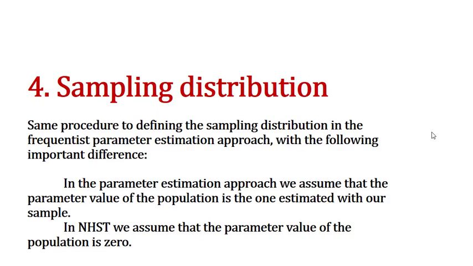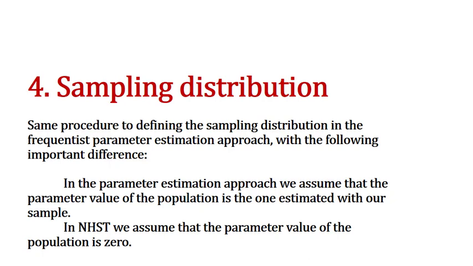Okay, so the fourth step is to define a sampling distribution. Now, this is the same procedure as defining the sampling distribution in the frequentist parameter estimation approach, but there is an important difference. In the parameter estimation approach, we assume that the parameter value of the population is the one estimated with our sample.